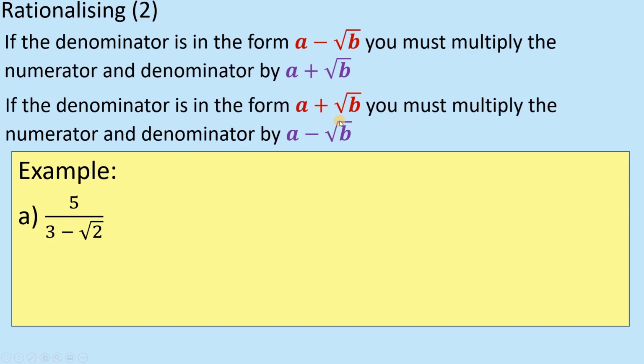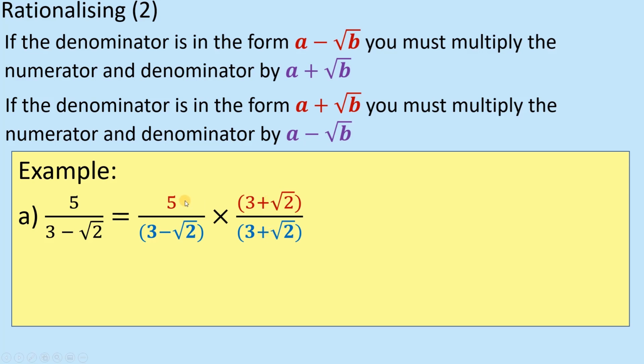The whole purpose of doing this is because if I times this at the bottom by 3 plus root 2, it becomes the difference of 2 squares. And when it becomes the difference of 2 squares, what will happen is this surd will disappear, and you'll literally end up with just a number. It is just a trick. It's something you need to be aware of. So I'm going to times top and bottom by 3 plus root 2, and you'll see that happen now. So that stays as it is. I'm going to times top and bottom by 3 plus root 2.